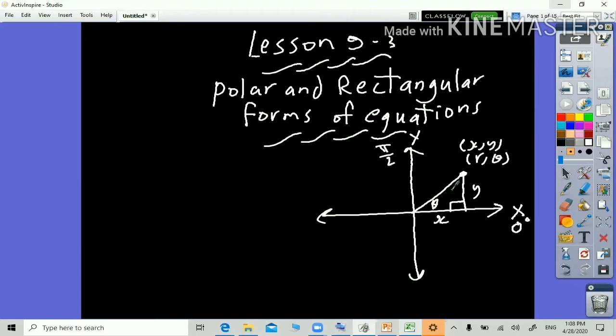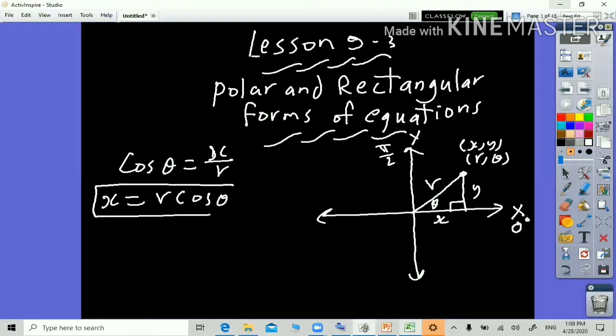If I ask you what is cosine theta, that hypotenuse here is our radius. If we have a circle, this will be our radius, this the x coordinate, this the y coordinate. What is cosine theta? Cosine theta is adjacent divided by hypotenuse. So x divided by r means x equals r cosine theta. This is our x coordinate.